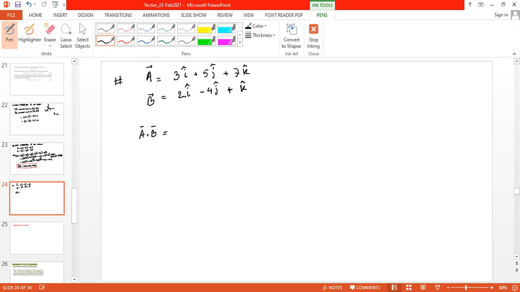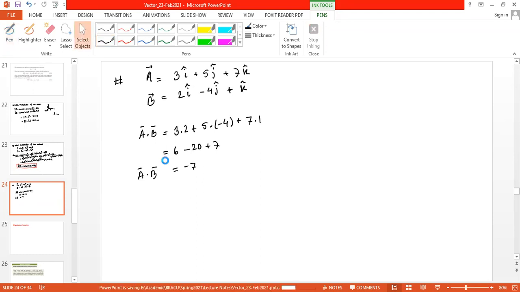To find the value of a dot b, what do I have to do? I just multiply the coefficients. This is ax bx, 3 times 2, plus 5 times the coefficient of j, which is minus 4, plus the coefficient of k, which is 7 multiplied by 1. So this is basically 6 minus 20 plus 7, which is equal to minus 7, right? Clear, guys? So this is how you can find the dot product of two vectors.